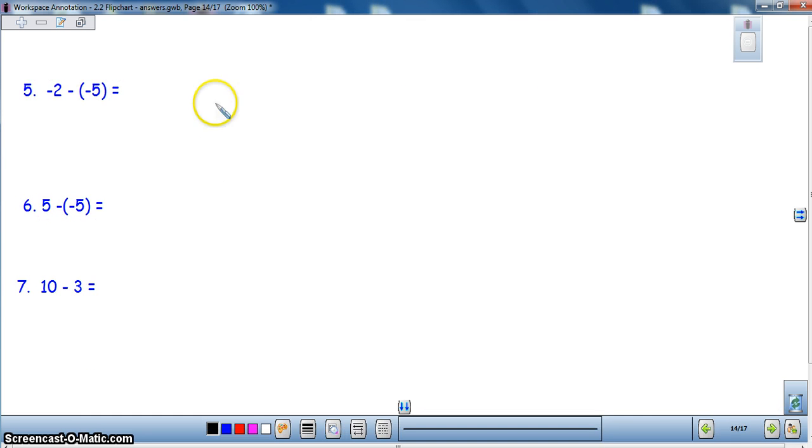3 more examples, and then you are on your own. You should have this completed when you come into class. So negative 2 this time, plus 5, the opposite of negative 5. Answer should be 3. Signs were opposite, you subtracted. Try these last 2, maybe pause it and try the last 2 in your notes, and then I'm going to continue. 5 plus 5, you know that one. The last one, 10 minus 3, 7.